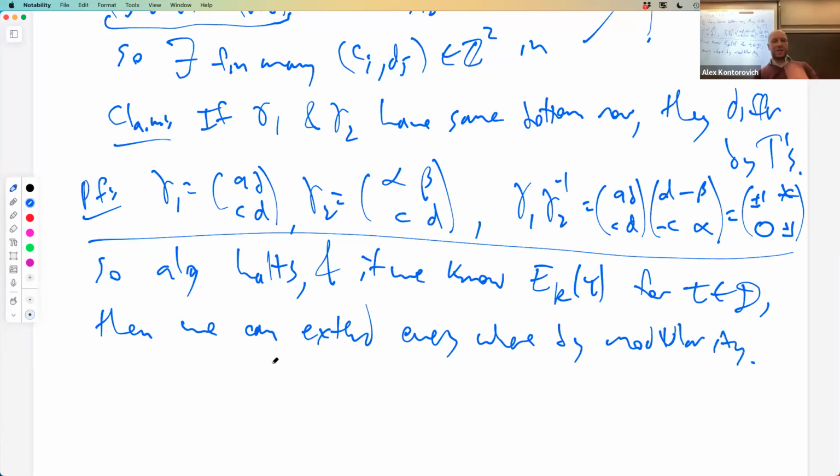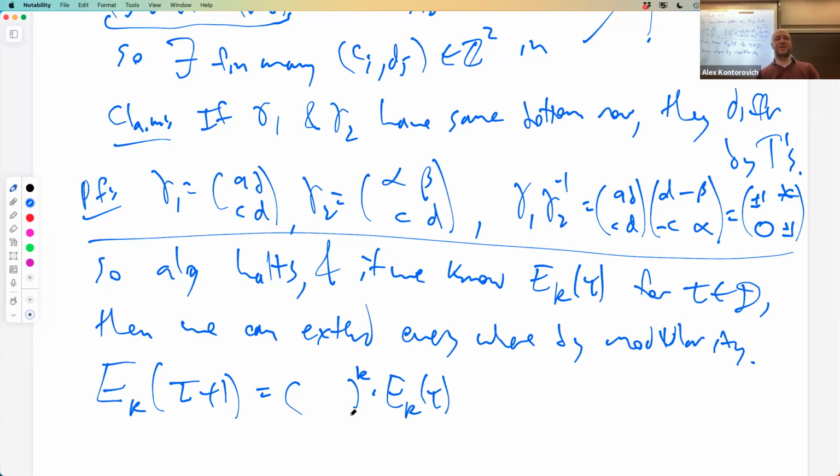By the way, what does modularity say for the two elements that we've been talking about? Translation, we'll get CZ plus D to the k times Ek of tau. What is CZ plus D? What's the translation matrix? 1, 1, 0, 1. So CZ plus D is down here. It's just 1. Okay, and how about the other one? Ek of minus 1 over tau.